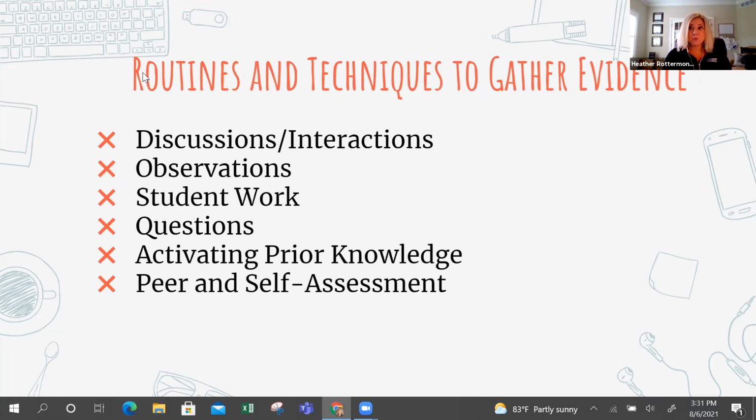Activating prior knowledge is another really good way to find out what students know. And that's what I did with the Jamboard. I asked you a couple of questions just to kind of see where we were at.